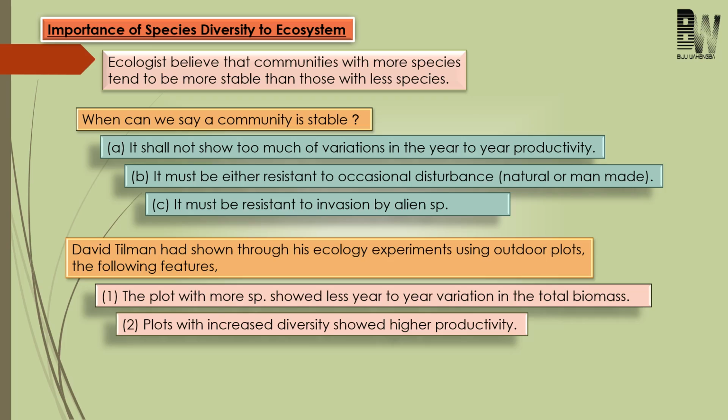Okay, so these are the 3 points to describe that a community is a stable community. Next, let's see about David Tilman's experiment about stable community. So what did he observe? He observed that a stable community is also linked to species richness. And he also found that the plot or the area with more species, they show what? Less year-to-year variation in the total biomass. And the plot or area with increased biodiversity, they also show what? Higher productivity.